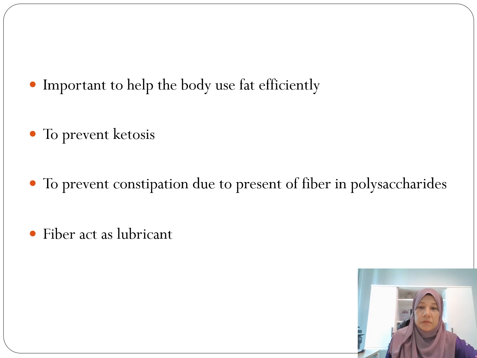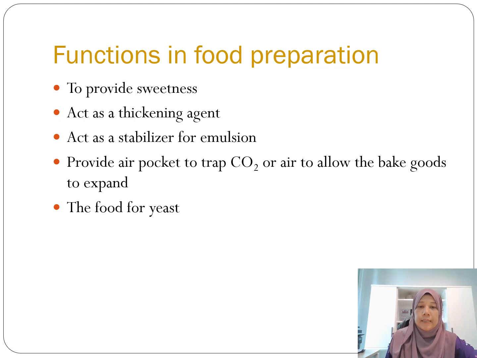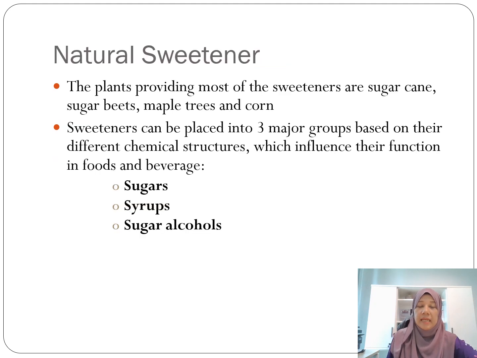Important to help the body use fat efficiently, to prevent ketosis. I want all of you to find what is the meaning of ketosis. To prevent constipation and also act as a lubricant for the fiber part. This one functions in food preparation, I already mentioned to you guys. Next we look at the carbohydrate as a natural sweetener.